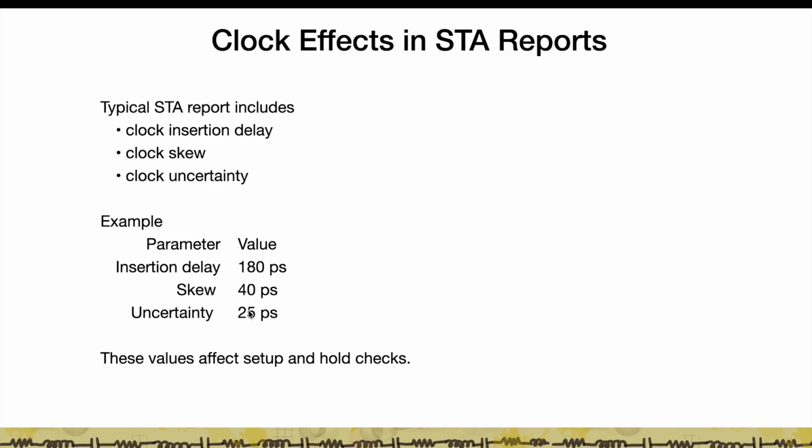Understanding where these numbers come from and what drives them up or down is essential for diagnosing why a path is failing. Engineers who can read the clock section of an STA report fluently have a significant advantage at timing closure. The numbers aren't just constraints to satisfy, they are diagnostics that point to where in the clock tree the problem lies.